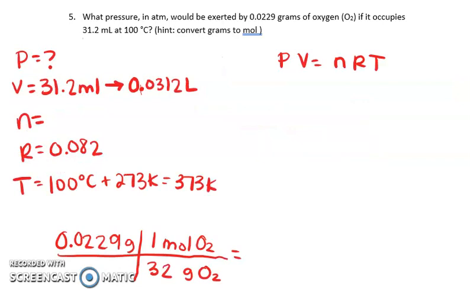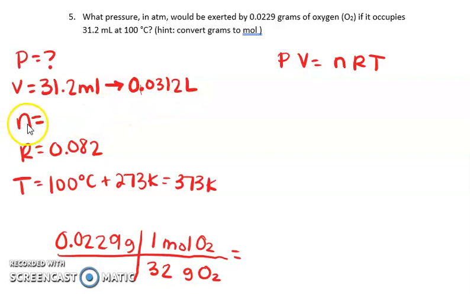Number 5 says what pressure in atmospheres would be exerted by 0.0229 grams of oxygen if it occupies 31.2 milliliters at 100 degrees Celsius. It does give us a hint to convert grams to moles. As you can see, I have the setup here. I've got the pressure, which is what it's asking us to find. I've got the volume, which they gave us in milliliters. So we need to divide by 1,000 in order to get into liters. So we have 0.0312 liters.